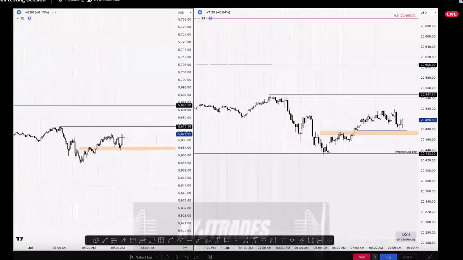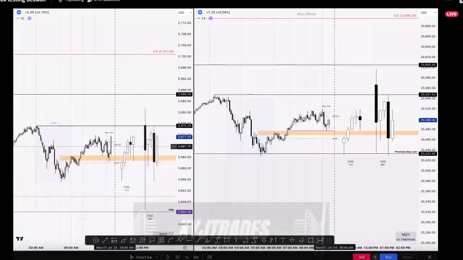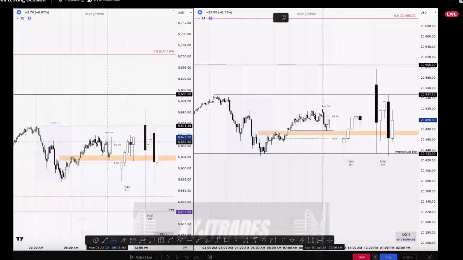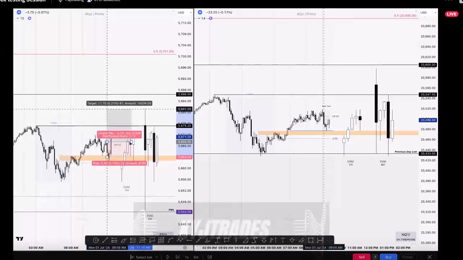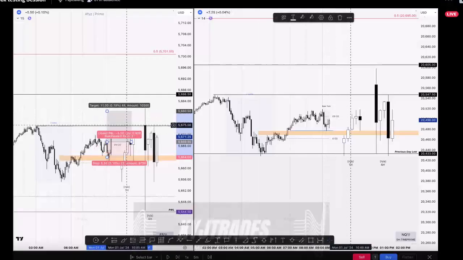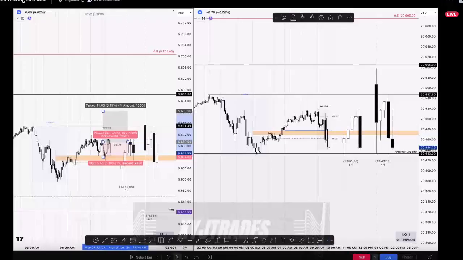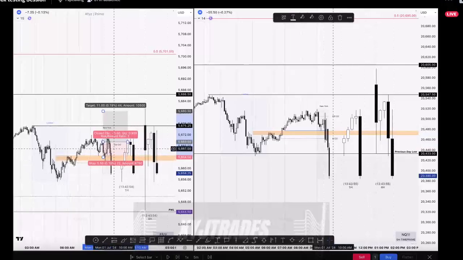5-minute change in state of delivery. Wait for the retest. Cover the rejection block low. 2R is above the London highs. Oh, let's see if we got stopped out. Stopped out. There you go.